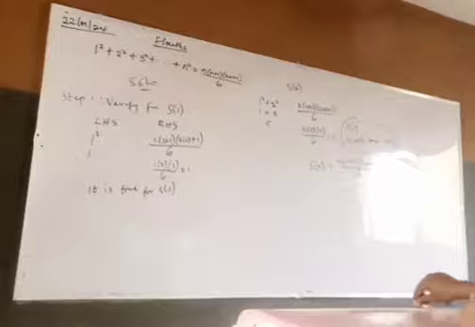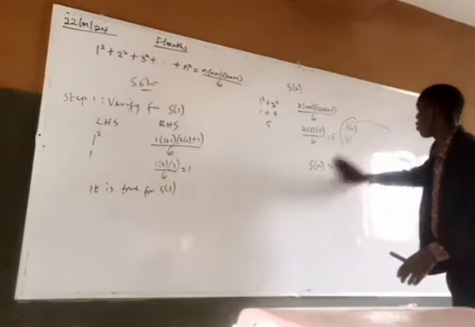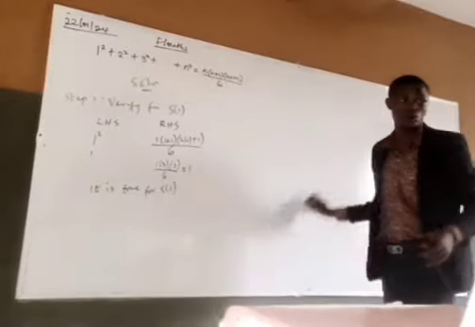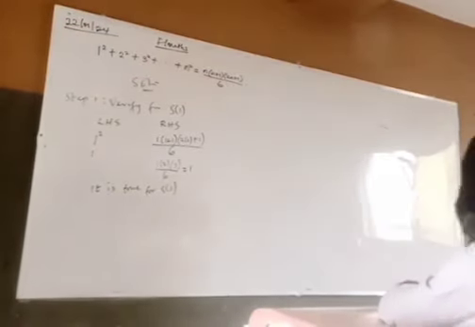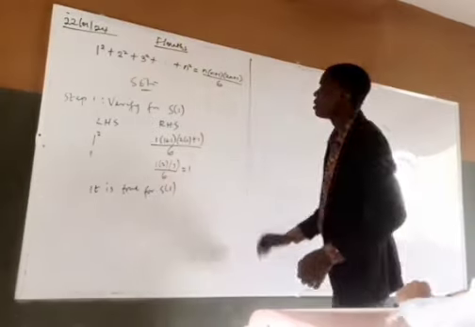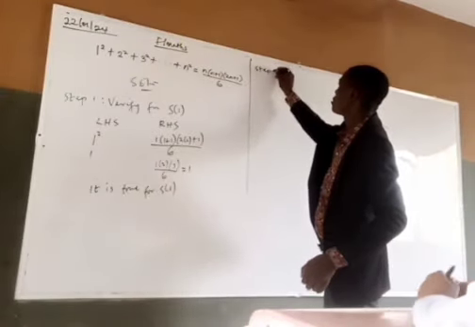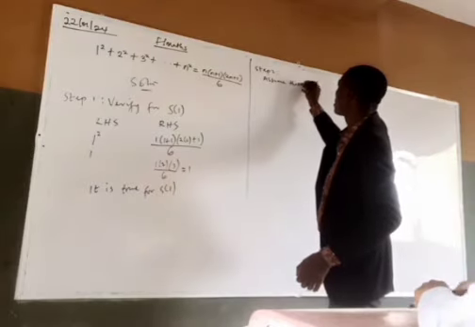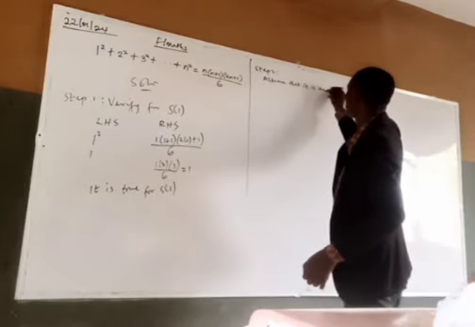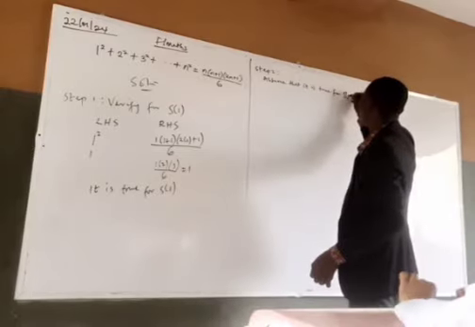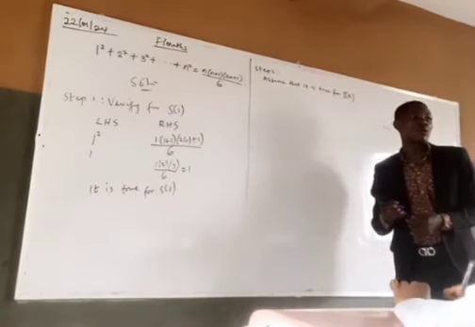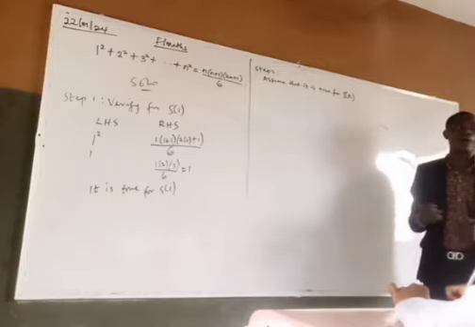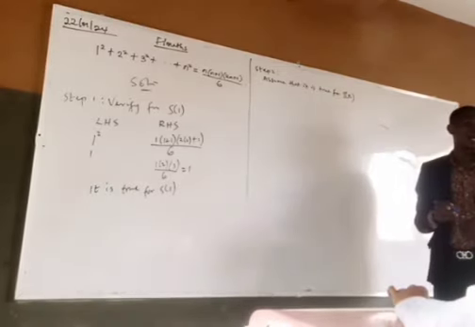Now let's move to step 2. What will be our step 2? Step 2, you substitute everywhere that there is n, you put k. So in step 2, you're going to assume that it is true for S of k. That means our n is k.